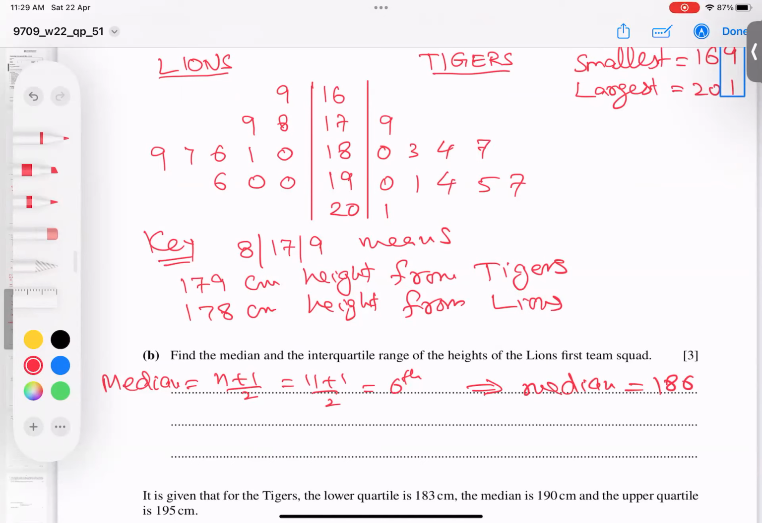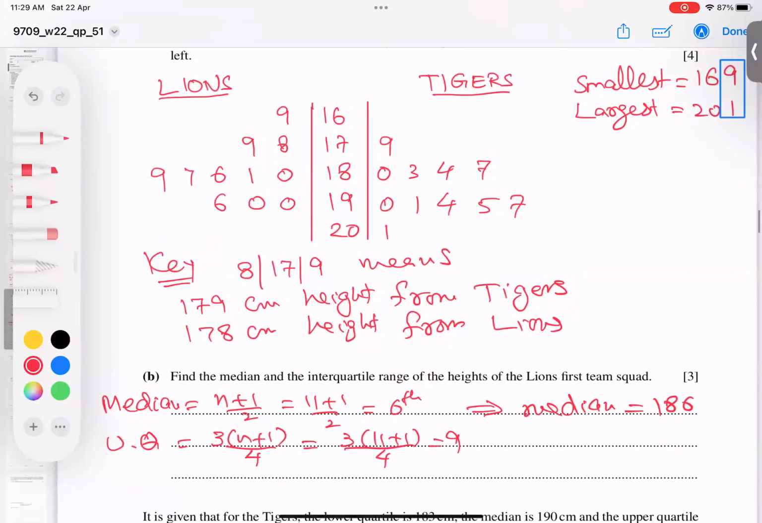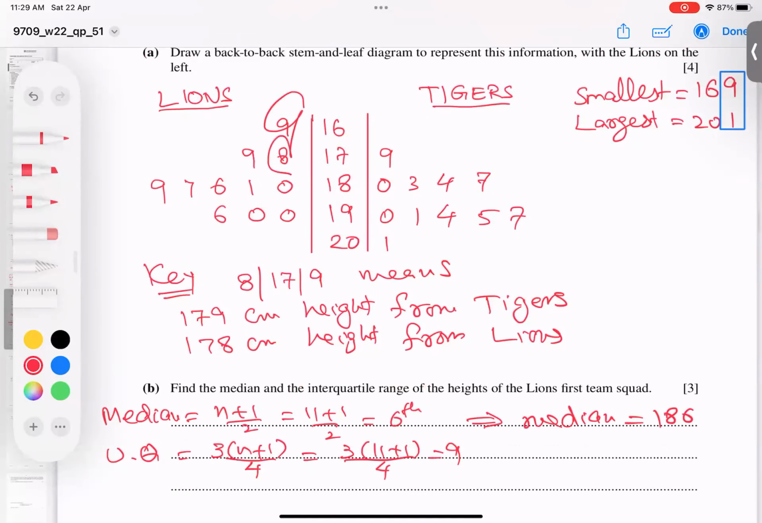Afterwards, what is the next plan? The next thing we have here is the interquartile range. First of all, I'll go for the upper quartile. What is the upper quartile formula? 3 times N plus 1 divided by 4, and N is 11. So 3 times 12 divided by 4, I got the 9th place. Count: 1, 2, 3, 4, 5, 6, 7, 8, and 9. So 190.